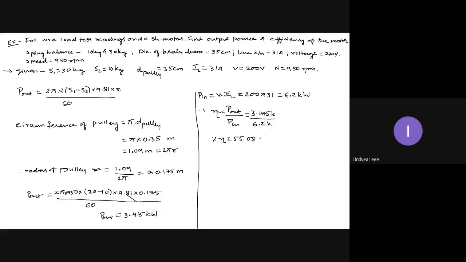So that is why it is called the direct testing method. These values that I get are from direct observation of the load readings. So this is about the direct testing method. In the next method, what we see is Swinburne's test, or no load test. The next testing method we will be looking into is Swinburne's test.